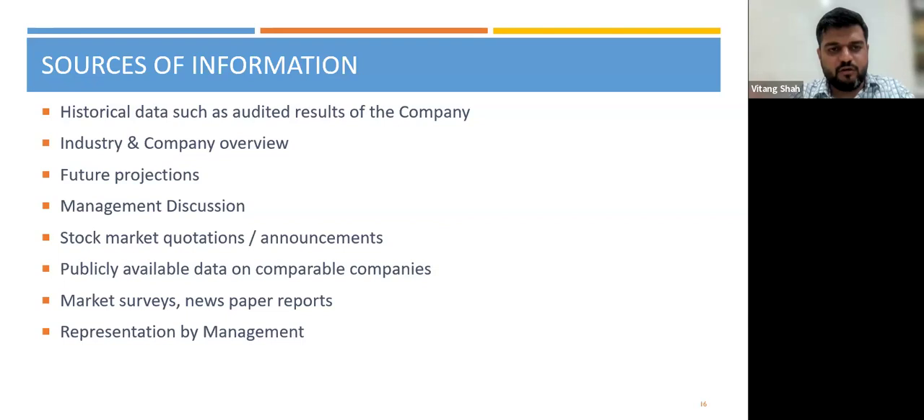Then comes the management discussion, wherein a lot of information is obtained when you discuss with the company's management. Then there are listed companies wherein the stock market quotations are available in terms of at what price and what volume the transactions are happening. There is a lot of information in terms of the company making regular announcements of how the business has evolved, not only through quarterly statements, but also through investor presentations, announcements of significant business transactions which they may have carried out. Then publicly available data on comparable companies that may not necessarily be listed companies, but unlisted companies which are reported on many financial websites, sharing information about transactions even in an unlisted company. Then there are market surveys and newspaper reports which keep on updating you about various transactions and the industry.